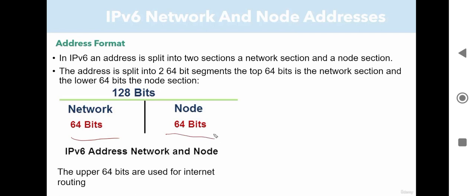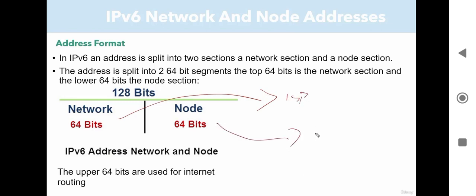The address splits basically into two 64-bit segments. The upper bits are the network section, and the lower bits are the node section. The upper bits are used for internet routing, and will be allocated by your ISP, and the node section will be what you'd have for your end devices.